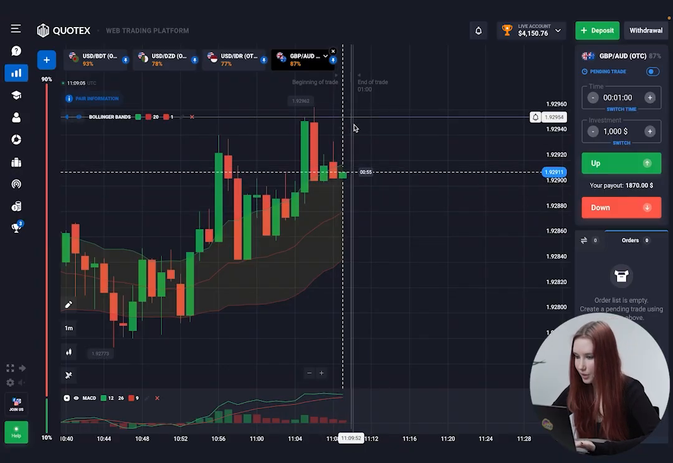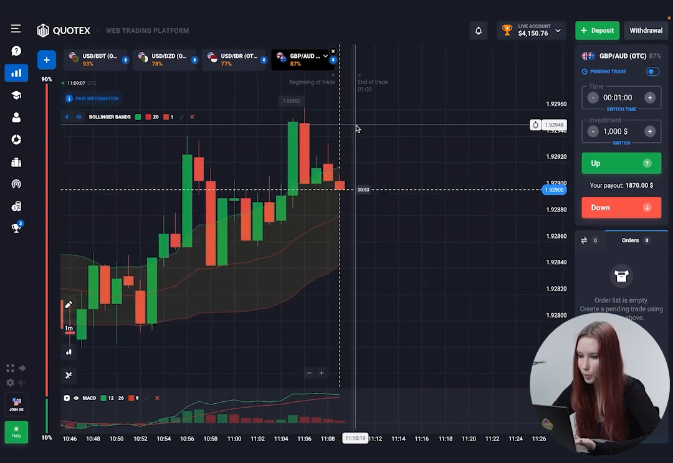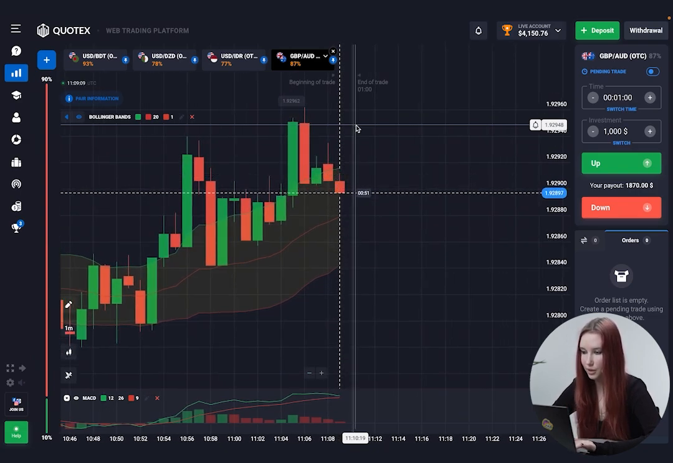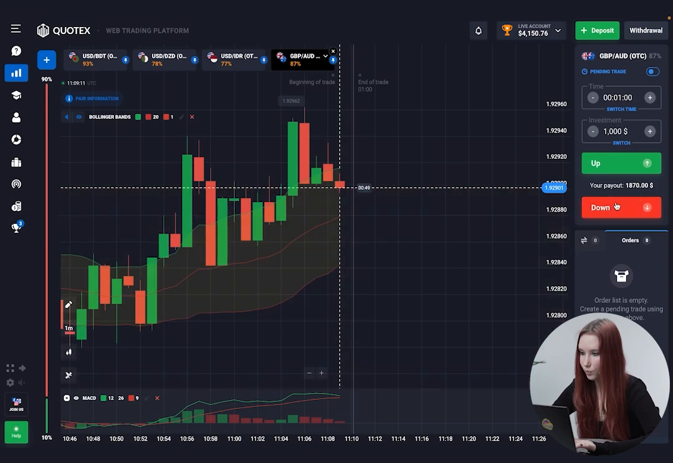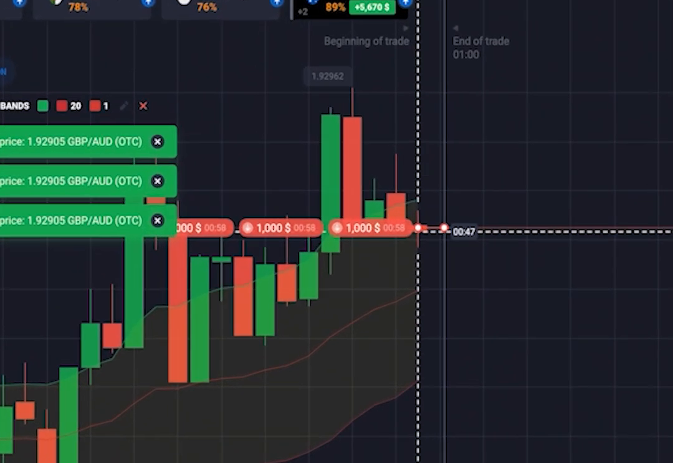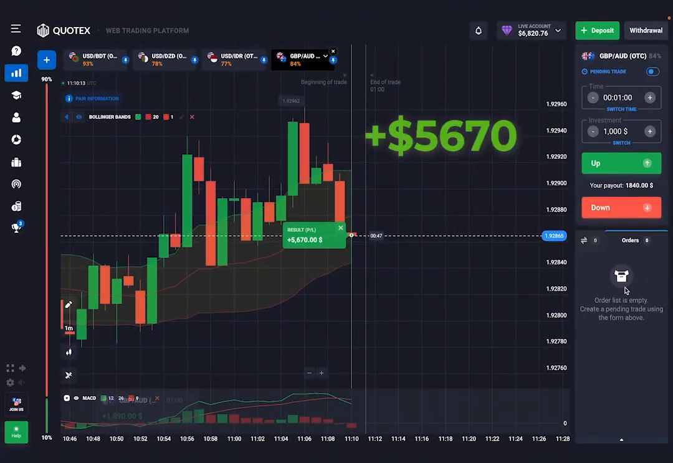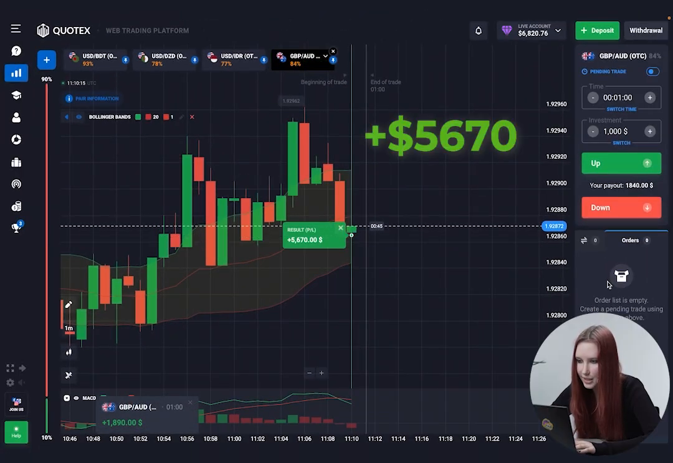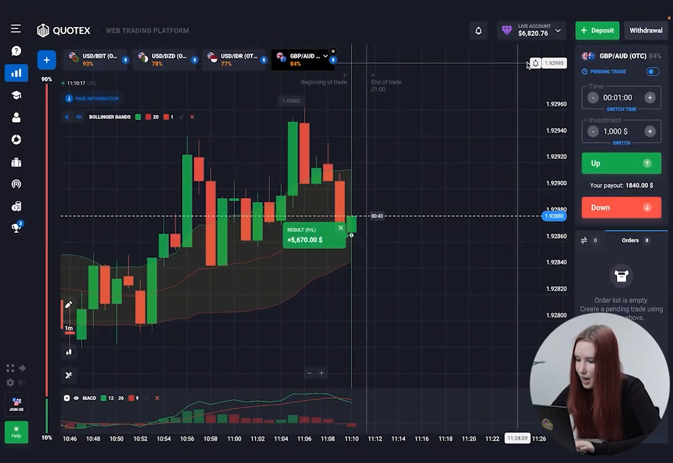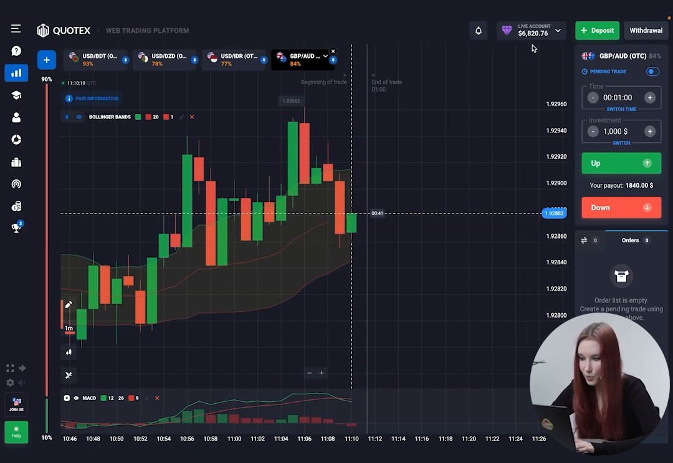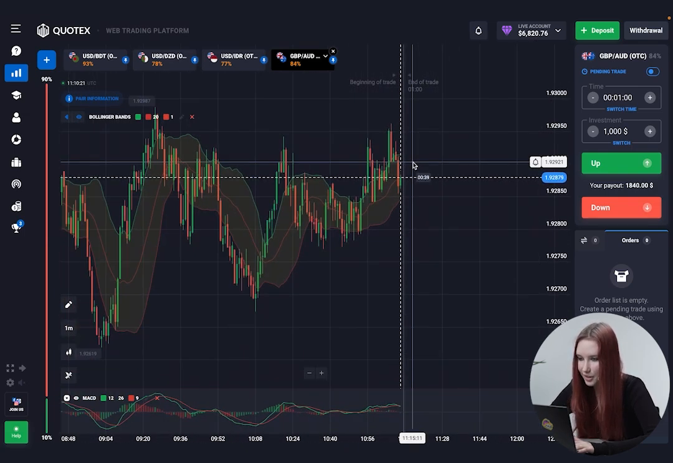So let me do this. I would open a trade with $4,000 in down direction. Let's go. Crazy, guys, you see $6,000 in my balance. Wow, what happened next here?